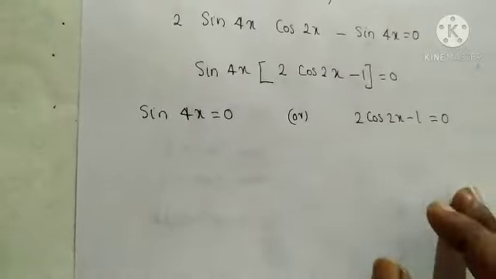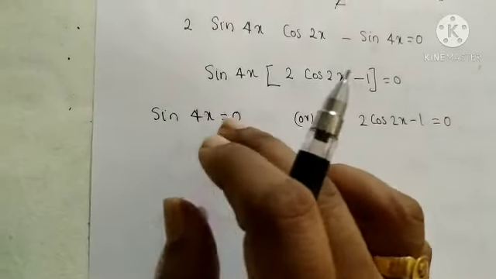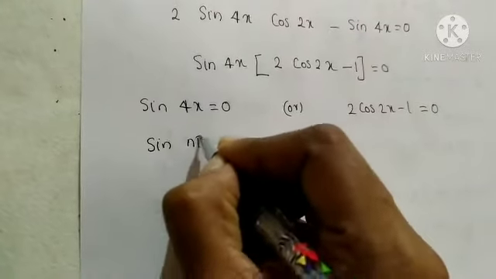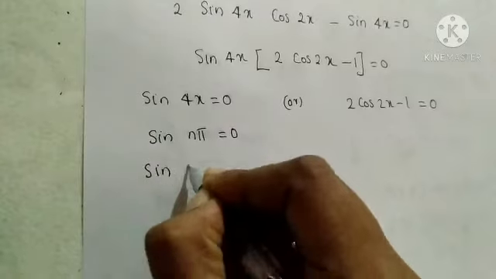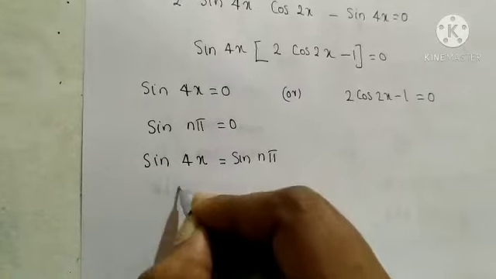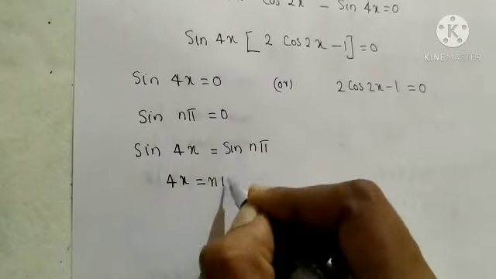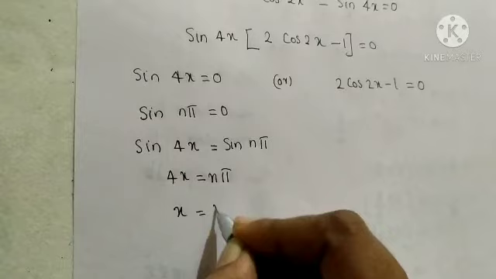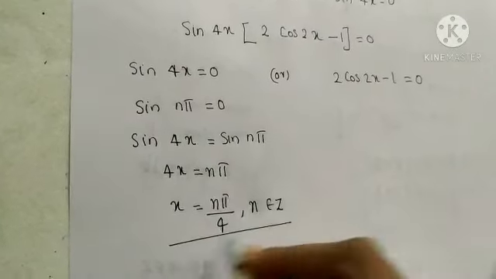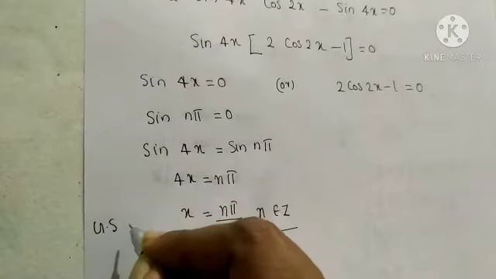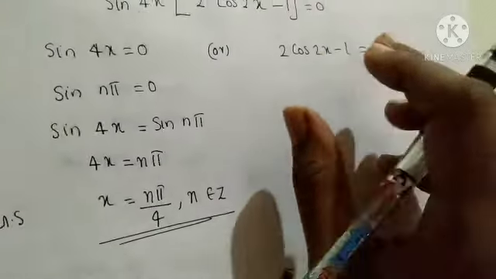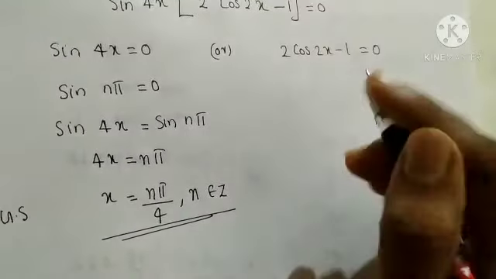Right. So next we need to find out the general solution of these two individually, and we know that sin n pi is also 0. So equating these two, we can write sin 4x is equal to sin n pi. From this we get 4x equal to n pi. From this x equal to n pi by 4, where n is an element of z. Okay, so this is the first general solution of our first element sin 4x equal to 0.